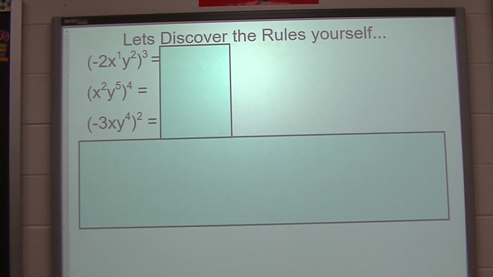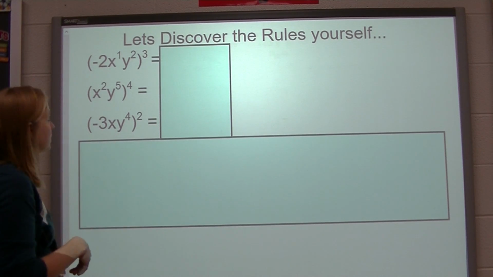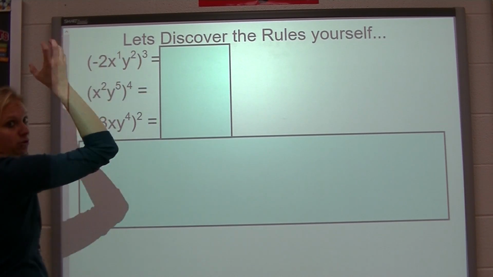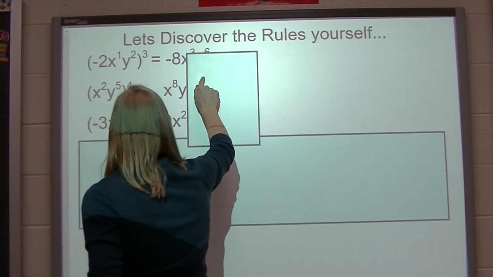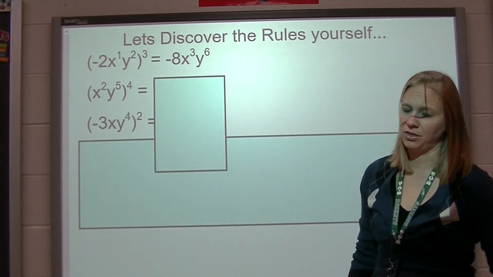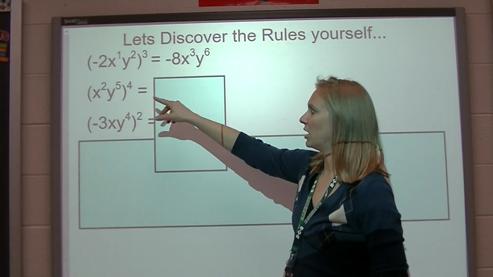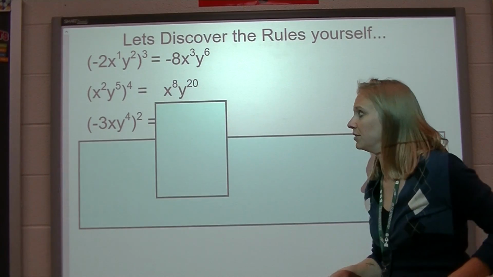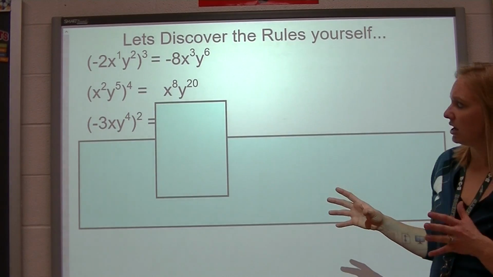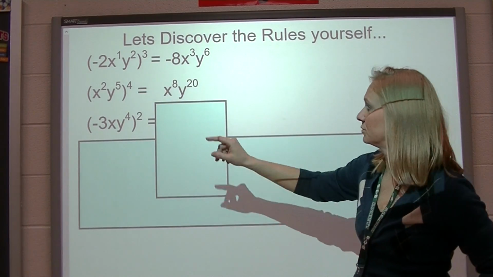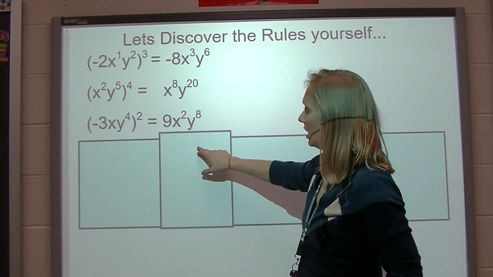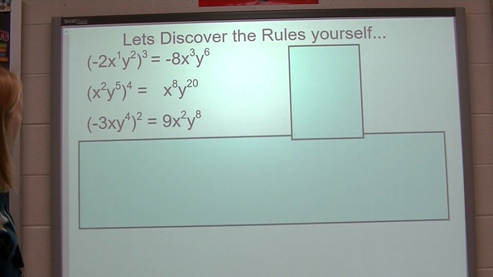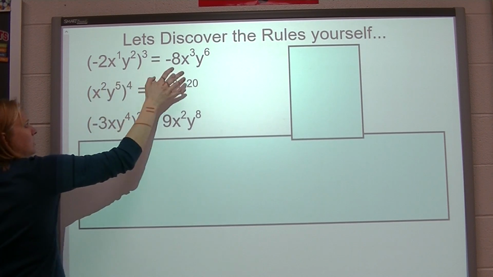Let's discover these rules. We have negative 2x to the first and y to the second, all of that group raised to the third power, and that equals negative 8x to the third, y to the sixth. x squared, y to the fifth, that group raised to the power of 4, equals x to the 8th, y to the 20th. Then we have negative 3x, y to the 4th, that group raised to a positive 2 power. And that is how that simplifies. Again, pause the video, think about it, and try to figure out how Mrs. McGuire got from here to there.